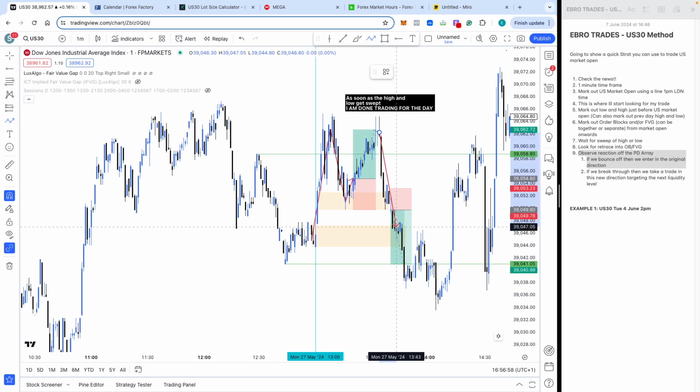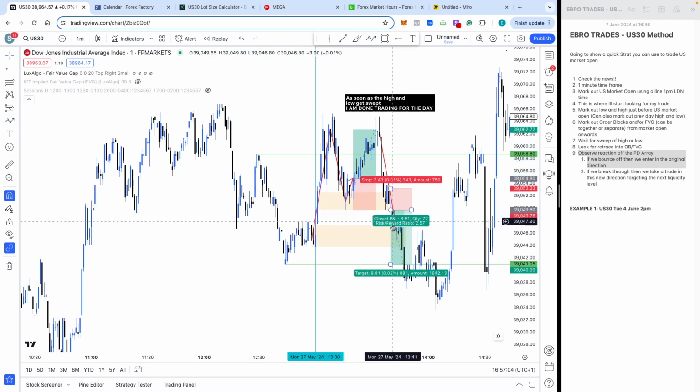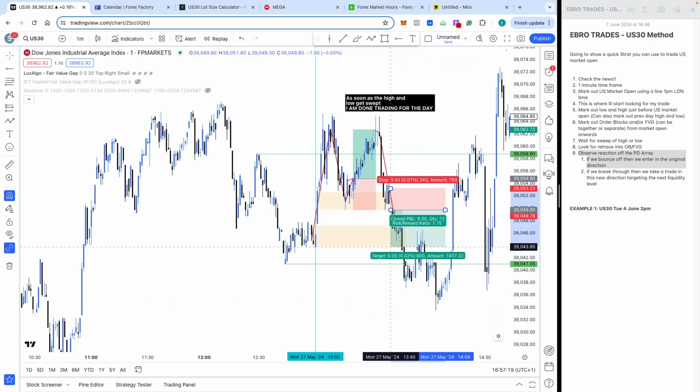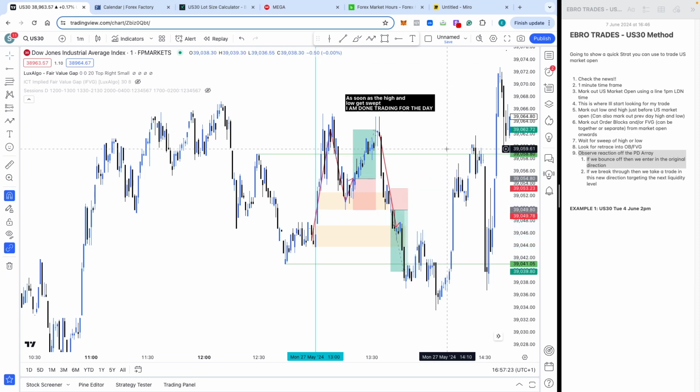into the PD array. As soon as we break through the PD array, so as soon as we break through the fair value gap, we know we are most likely going to target sell side liquidity. And so we go short, hence the short position. You could have gone all the way down to 1 to 4, 1 to 4.5 RR. I'm never that greedy. I'm pretty conservative, so I would have gone 1 to 3. And that is it for the day.